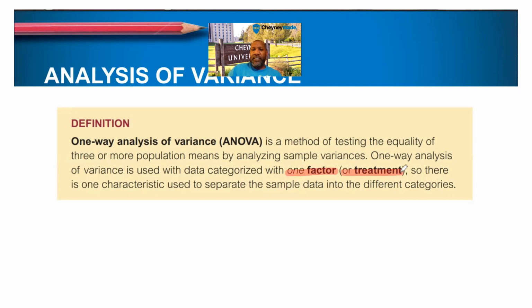But what really helps many people is to understand the variables that we've been using for years in psychology. What we've been referring to that really relates to this is one independent variable. All of those are the same. One factor, one treatment, or one independent variable, all the same. One-way analysis of variance is used when data is characterized by one independent variable, or one factor, or one treatment, all the same thing. Meaning there's one characteristic. Doesn't matter what we call this characteristic, but there's one characteristic used to separate the sample data into different categories.